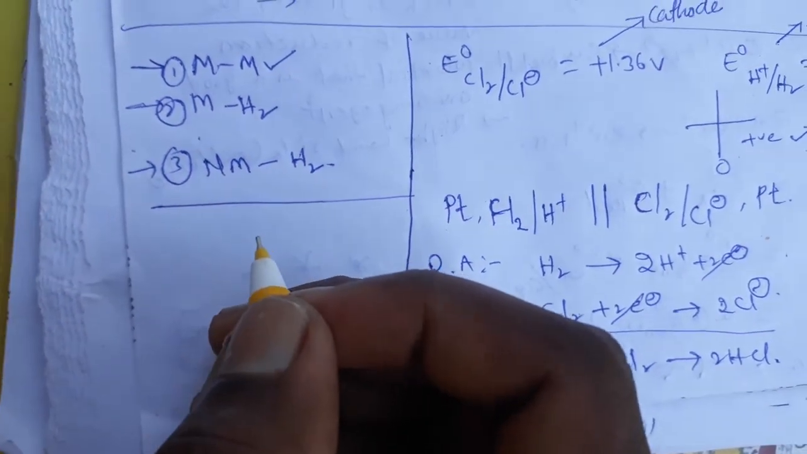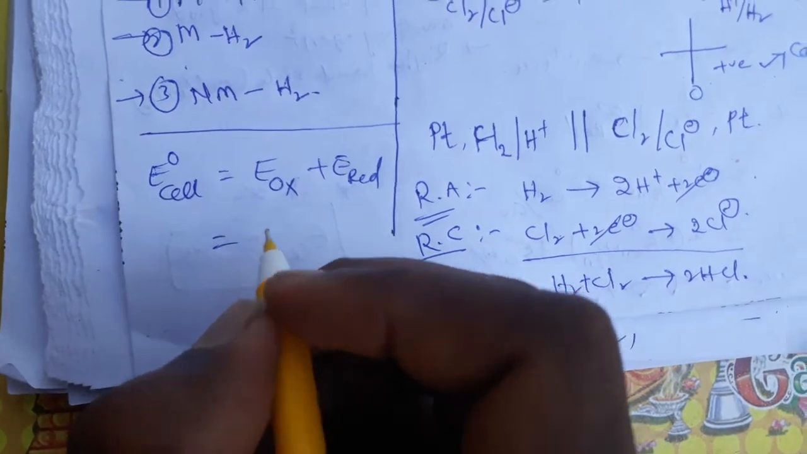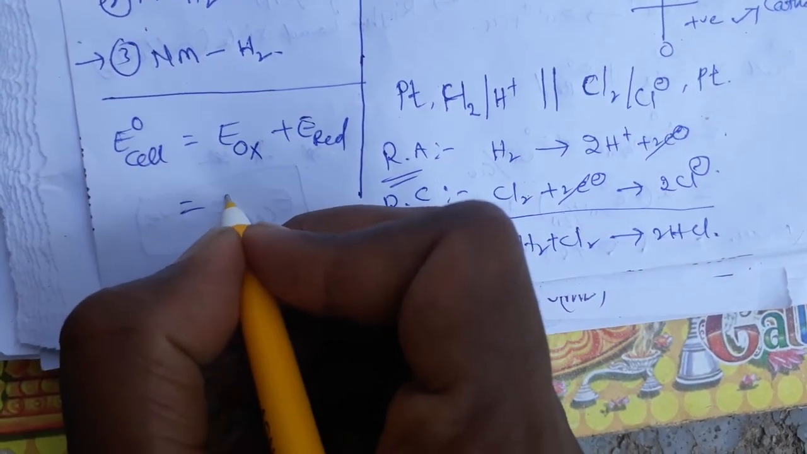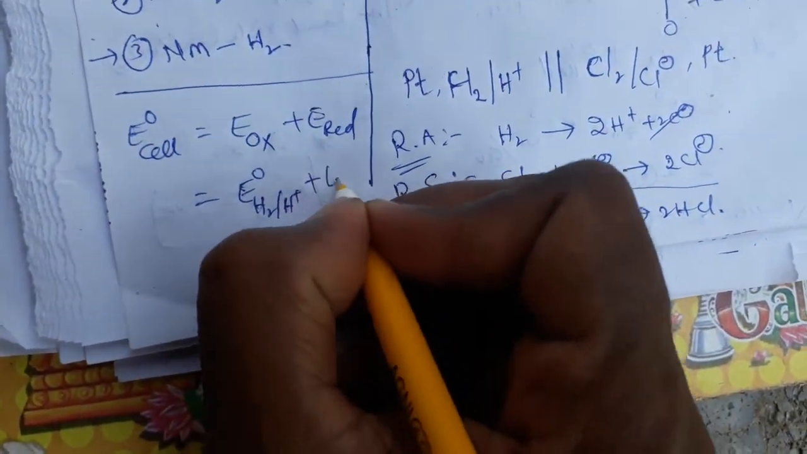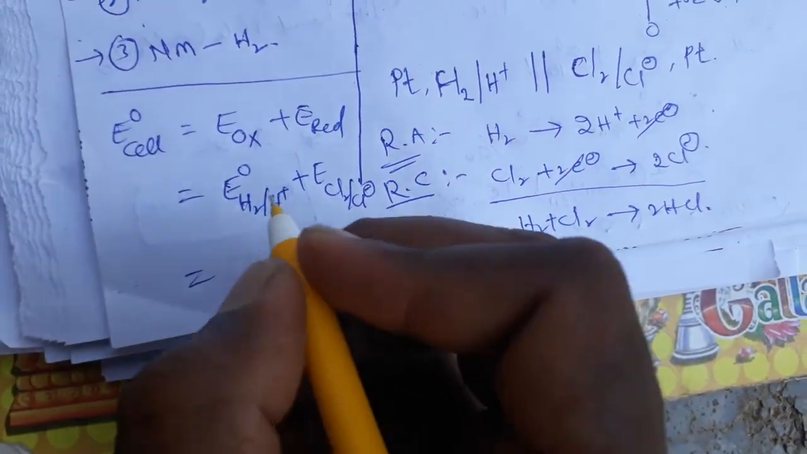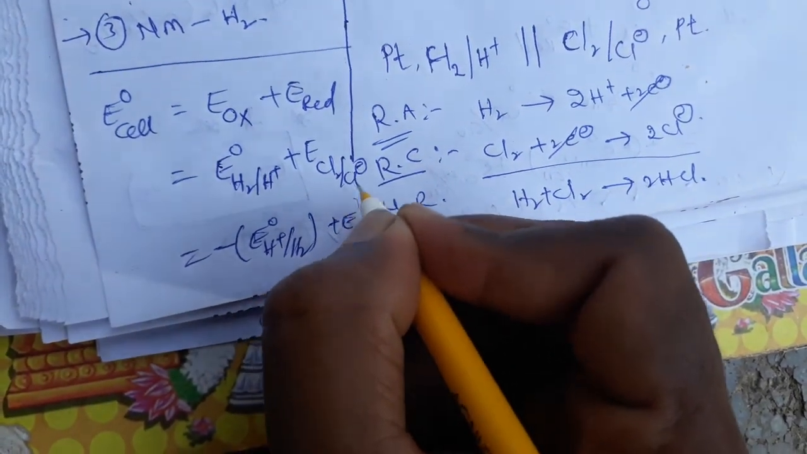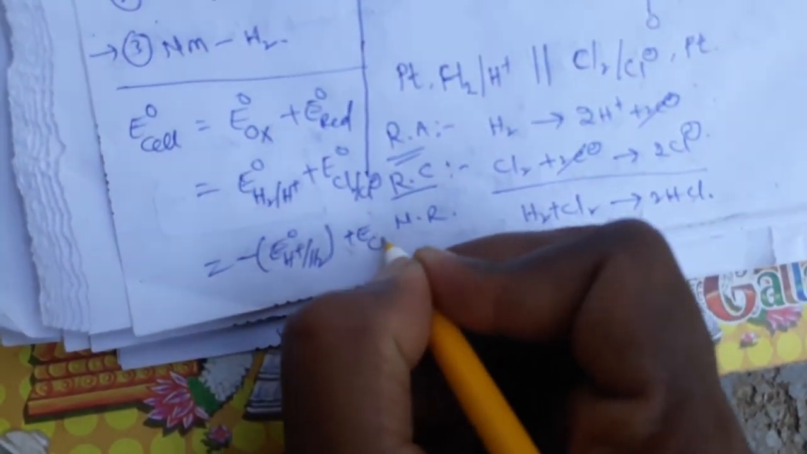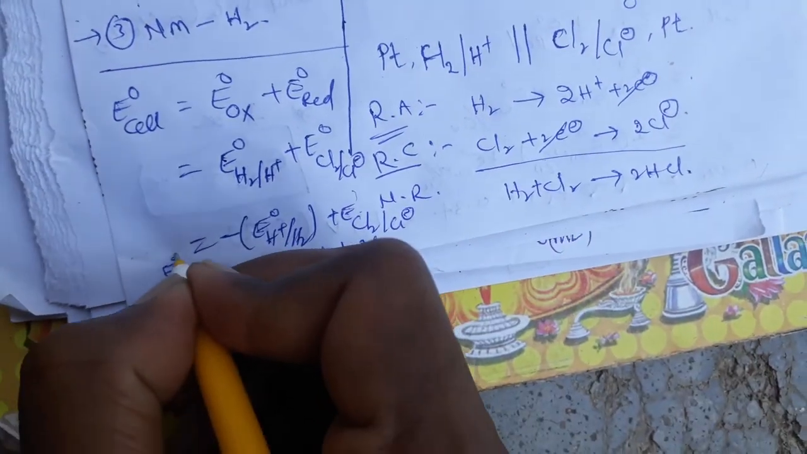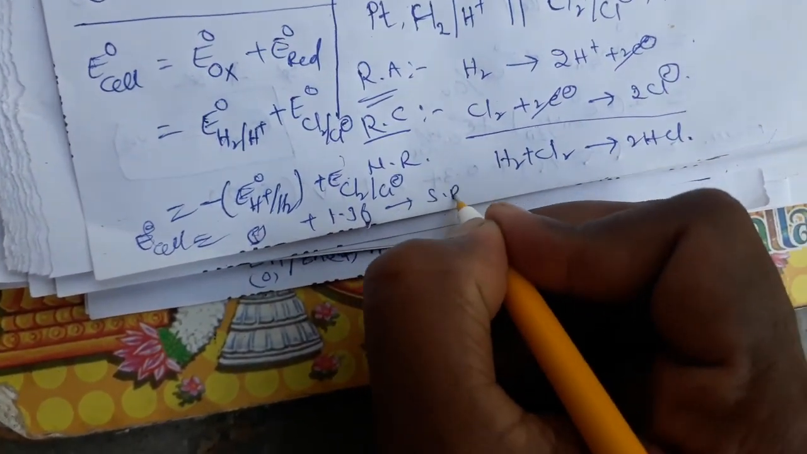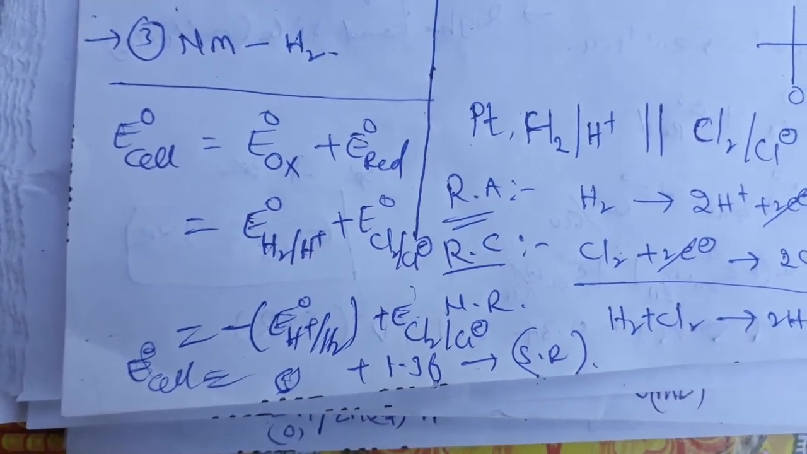What is the value of the total cell potential, that is, the standard potential of the cell? E cell is equal to E ox plus E red. Anode is the oxidation, so E naught of H2 going to H plus, and E naught of reduction is Cl2 going to Cl minus. So this is minus E naught of H plus by H2 plus E naught of Cl2 by Cl minus. This value will be 0 and this is plus 1.36, so E naught of cell is 1.36. E naught cell is positive, which means it is a spontaneous reaction.